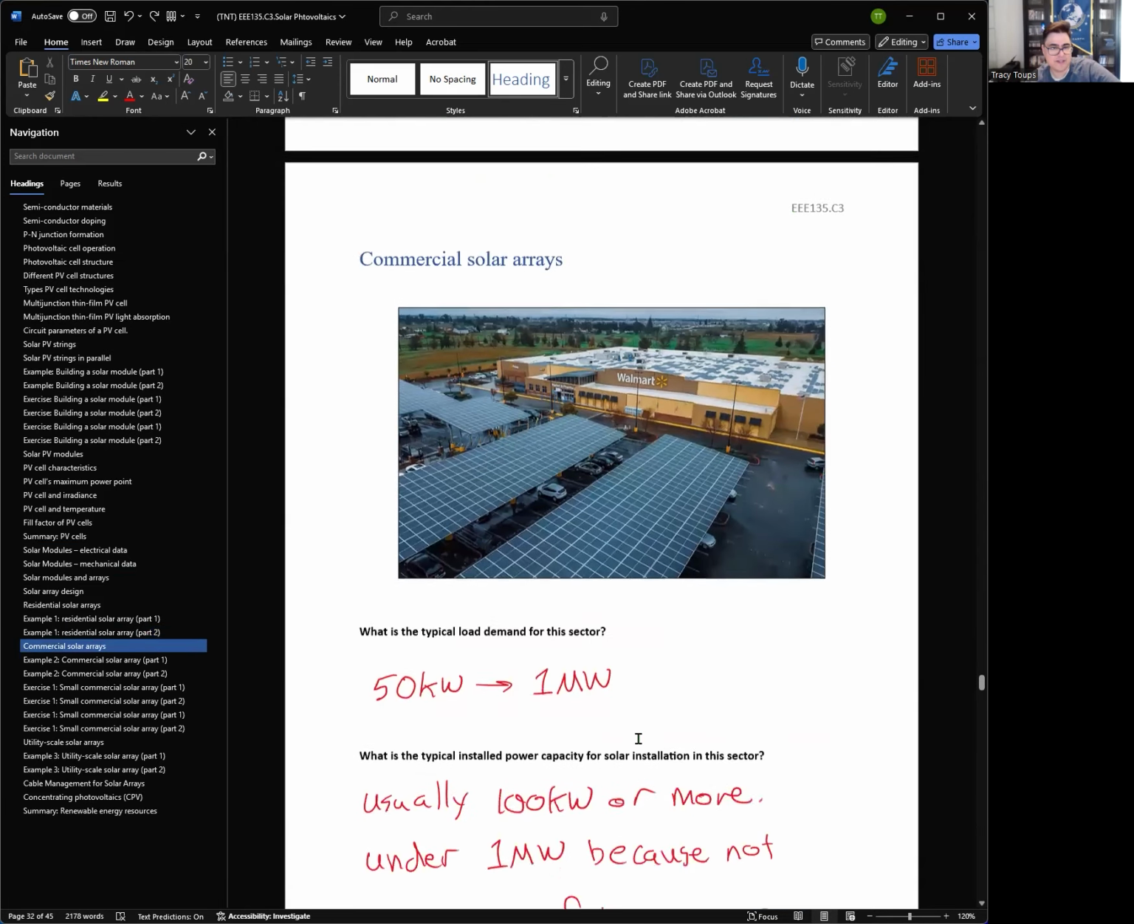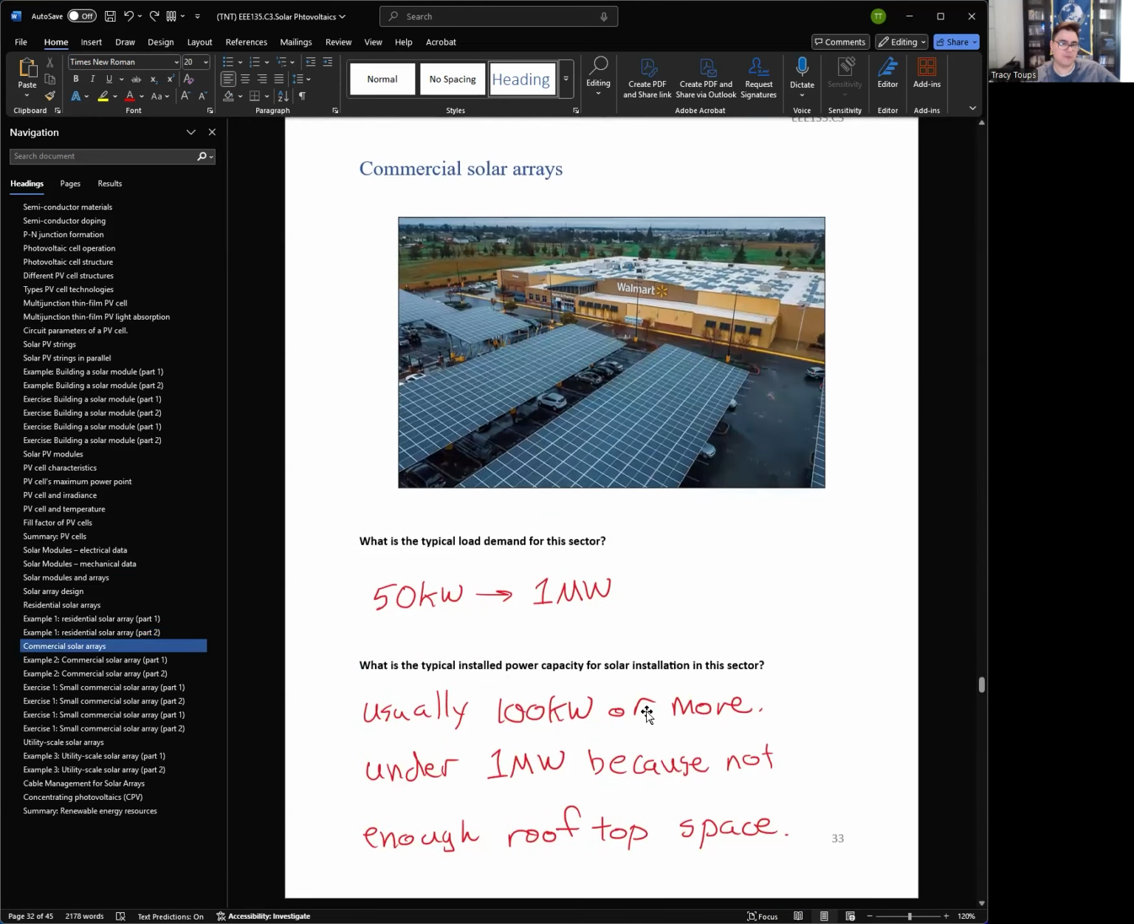Okay, so that's residential. Let's go ahead and look at commercial solar arrays. We talked about a Walmart. You've got solar panels on top, and the parking lot with the overhangs has solar panels as well. So what's a typical load demand for the sector? It could be as small as 50 kW for a grocery store, all the way to 1 megawatt for those giant Amazon distribution centers. So it could get pretty darn big. 1 megawatt is a lot of power.